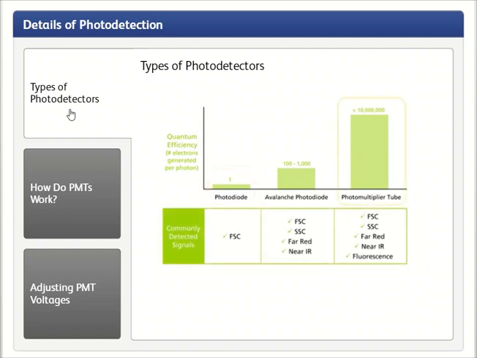Photomultiplier tubes are highly efficient detectors, generating millions of electrons per incoming photon. PMTs are used to detect weaker signals, such as side scatter light and fluorescent light. Some cytometers use PMTs for FSC detection of small particles. What makes a photomultiplier tube so efficient? Click the next topic to find out.